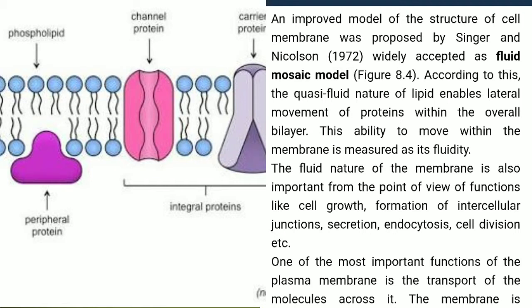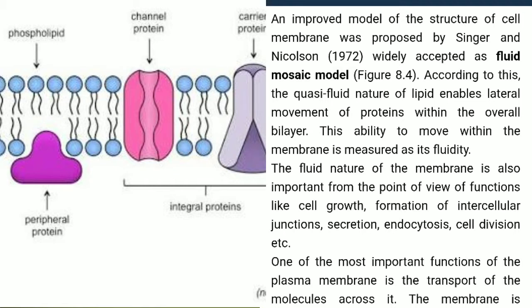But recently, in the year 1972, the fluid mosaic model was proposed by Jonathan Singer and Garth Nicolson. Together, Singer and Nicolson proposed this fluid mosaic model for the molecular structure of the cell membrane. According to this model, the biomembrane is not solid but a viscous fluid, and the phospholipid and protein molecules are arranged not uniformly but in a mosaic pattern.